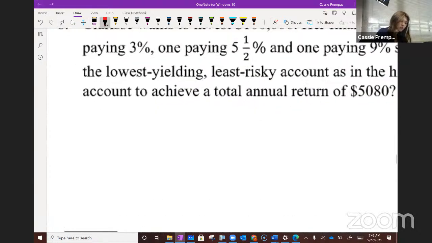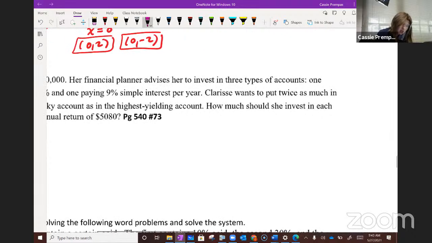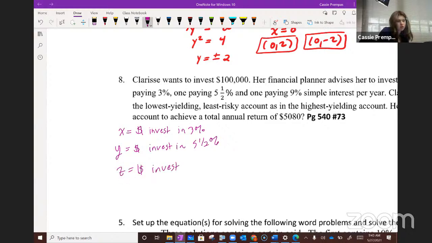First thing that's good to do is define what we're finding. So I like to start at the end of the question. How much should she invest in each account? So I'm going to say X is the dollars to invest in the 3% account. Y would be the dollars to invest in the 5.5% account. And Z would be the dollars to invest in the 9% account. Then we can start setting up equations.